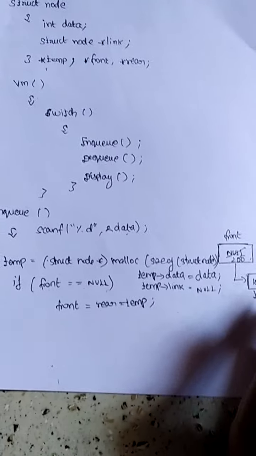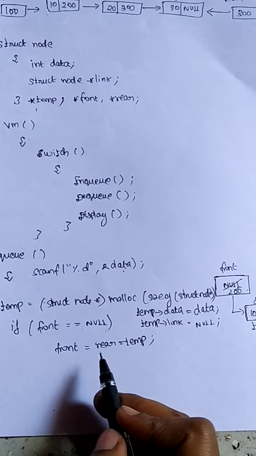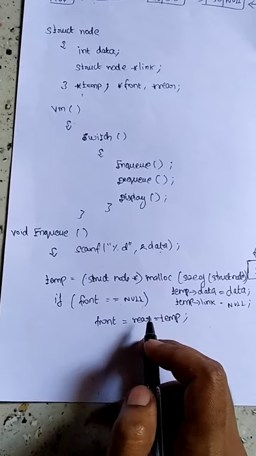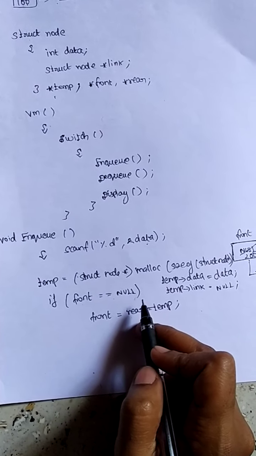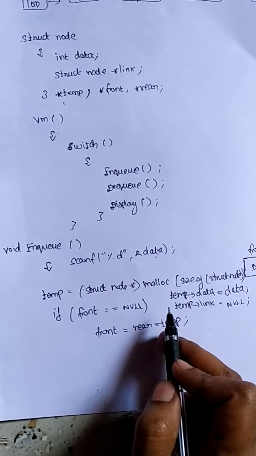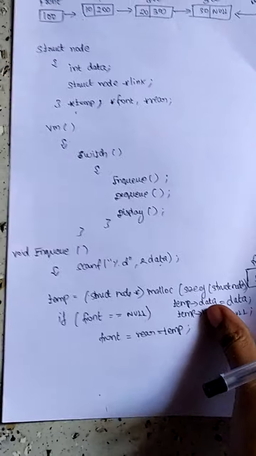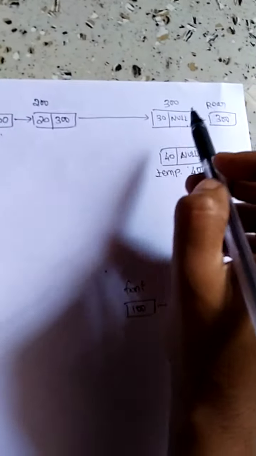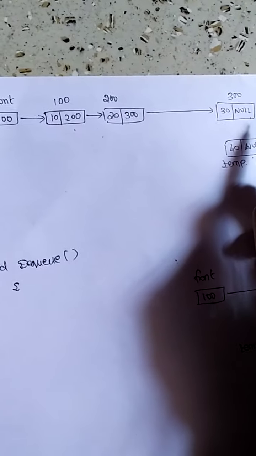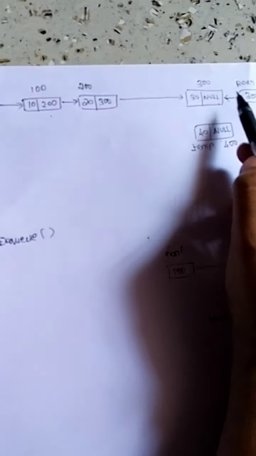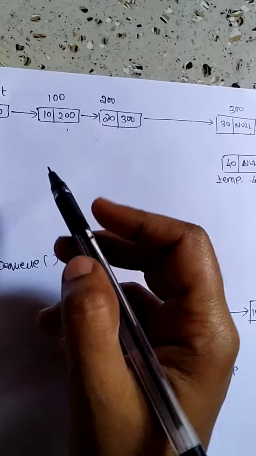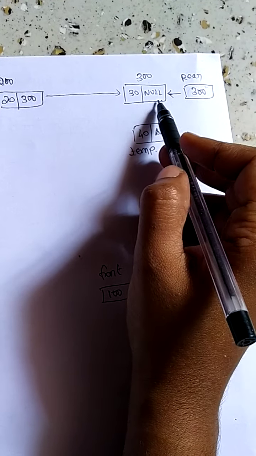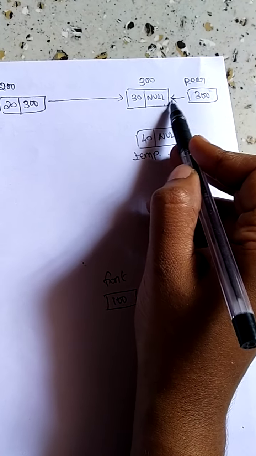Suppose there are already a few nodes and I want to insert a new item. In a linked list queue, the element is always inserted at the last. In the last video we have seen that if I try to insert any item, I insert it at the last. If I want to delete any item, I delete from the first. So here I want to insert, so that item will be inserted at the last.